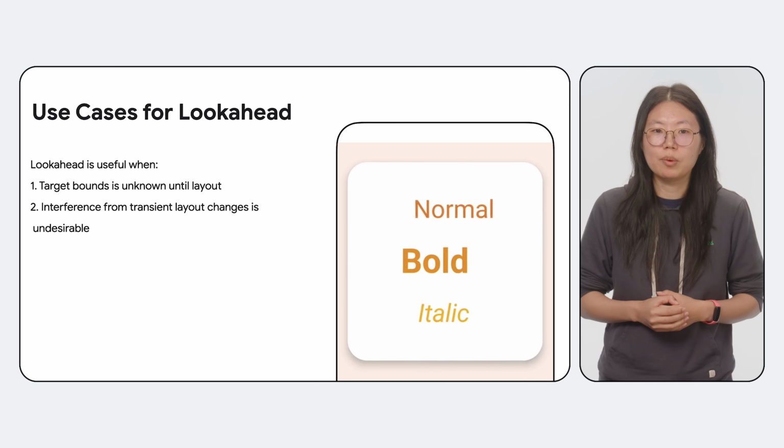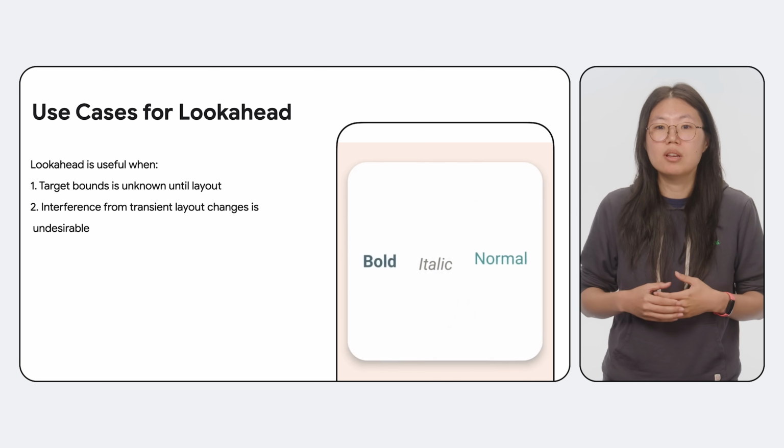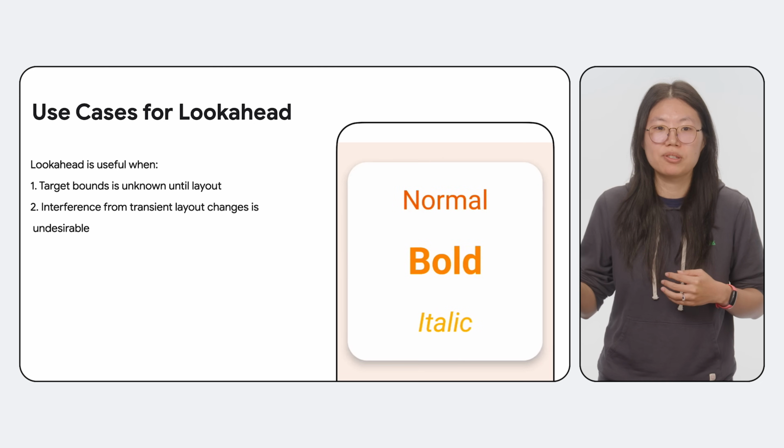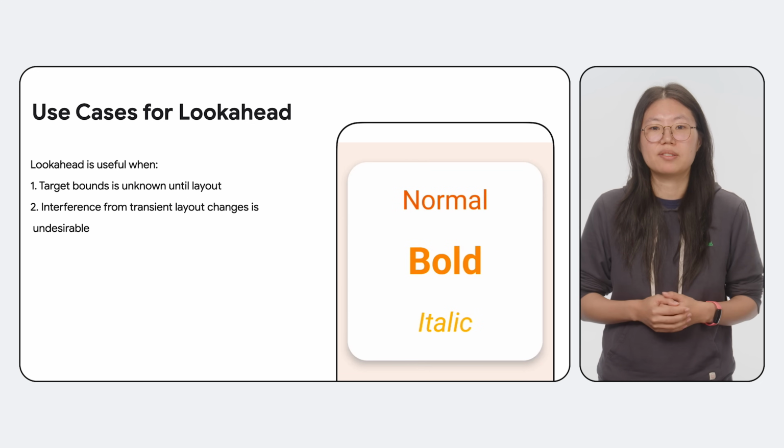In this example, we can see that even though the texts are resizing, their position animations move in a straight line from the initial positions to targets. They're not affected by the size animations from other texts.